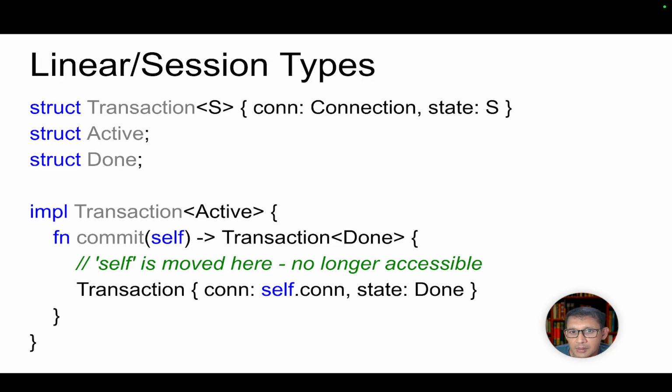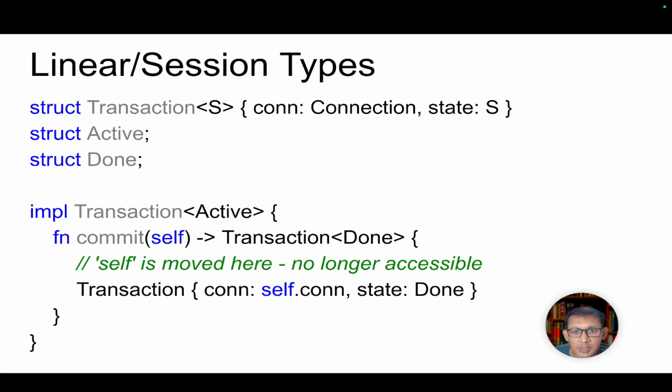In traditional type systems, when you pass an object to a method, you still have the object afterwards. You can call more methods on it, pass it to other functions, or store it for later use. This aliasing capability is useful for most programming tasks, but it creates problems for resource management protocols.